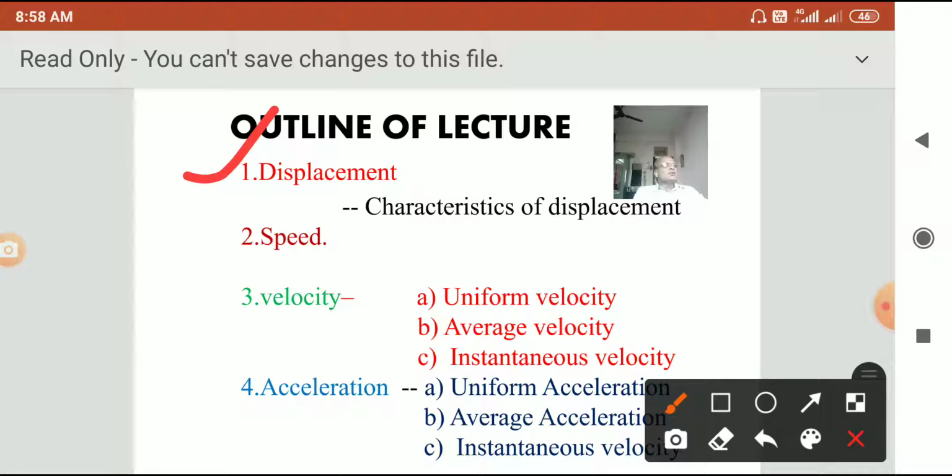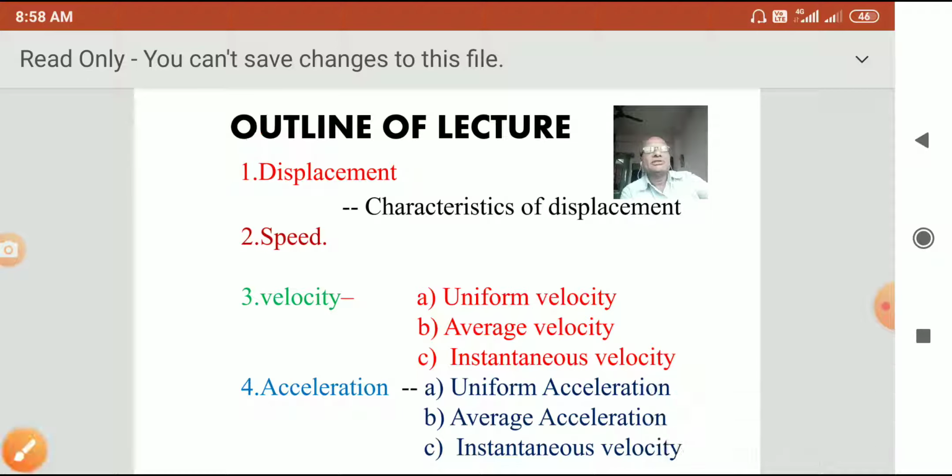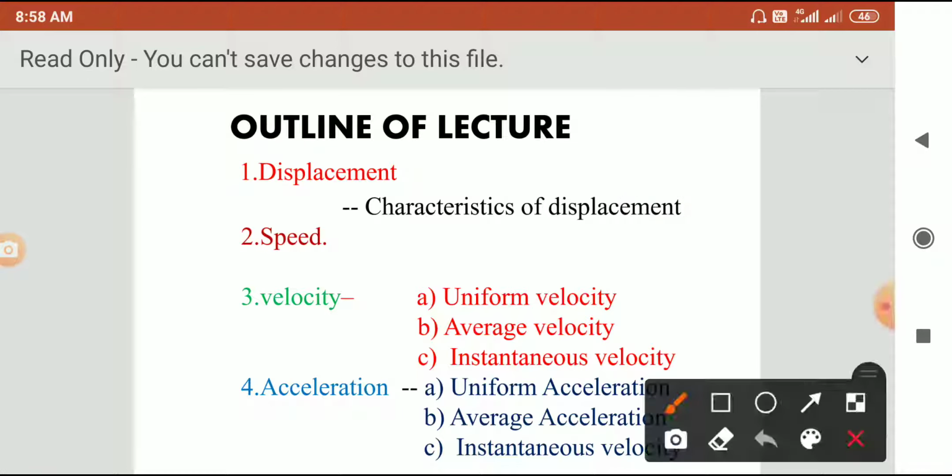This means we say that displacement is a vector quantity. It may be positive, it may be negative, or it may be 0. There are some characteristics of this displacement. So we see what these characteristics are.